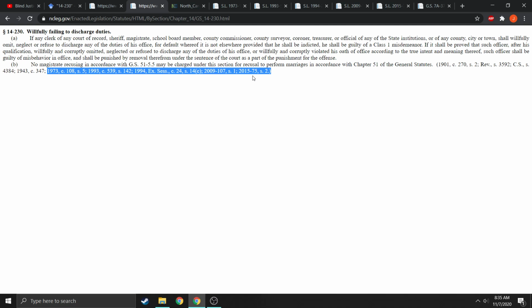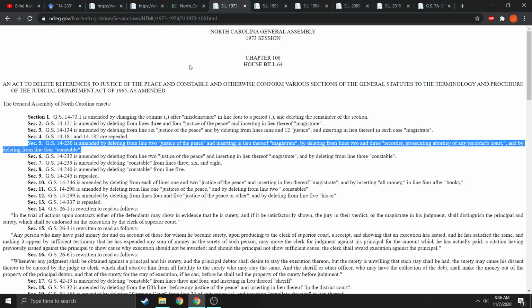These are important, and it's important to look at these. You don't always have to look at them, but if you're wondering how a statute has come to be a statute, this is what you do. You look at these things. So the first one is 1973, Chapter 108, Section 5.